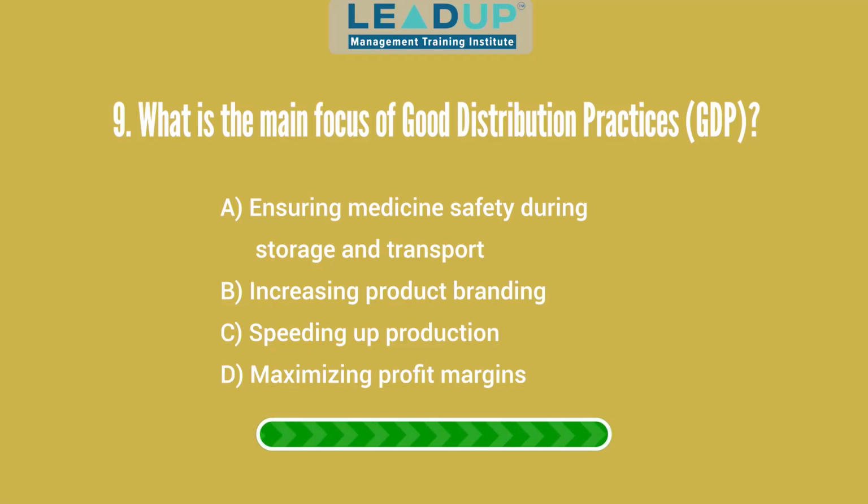Question 9. What is the main focus of good distribution practices, GDP? A. Ensuring medicine safety during storage and transport. B. Increasing product branding. C. Speeding up production. And D. Maximizing profit margins. The answer is ensuring medicine safety during storage and transport.